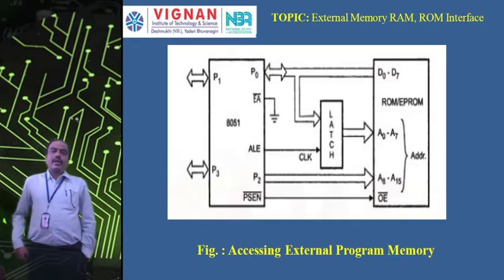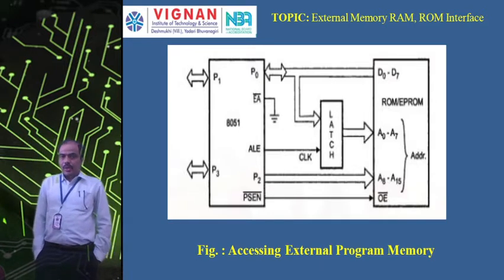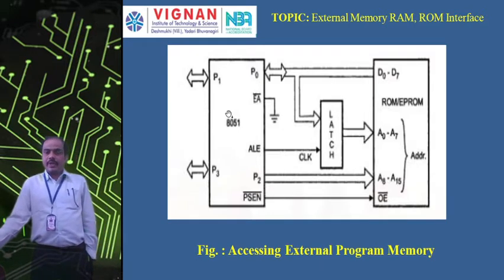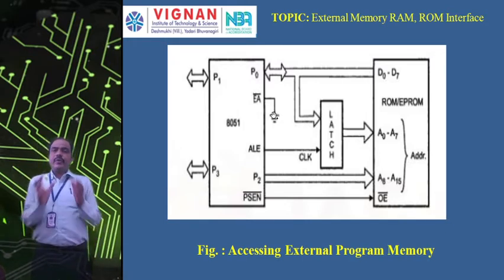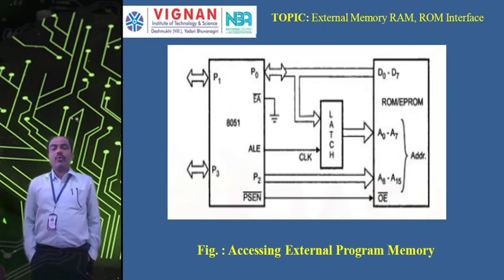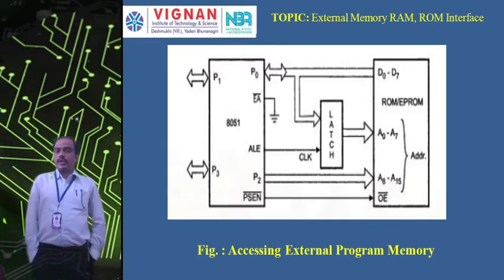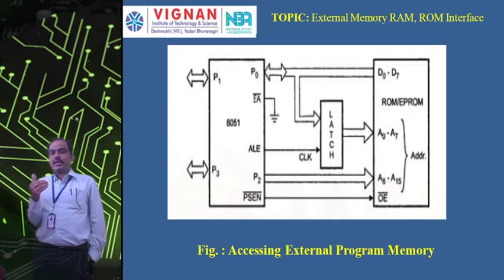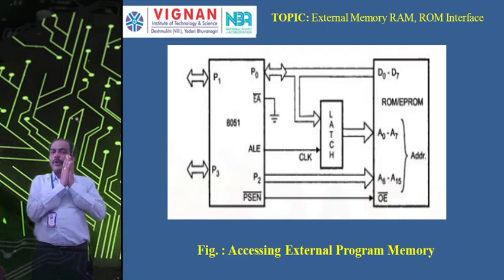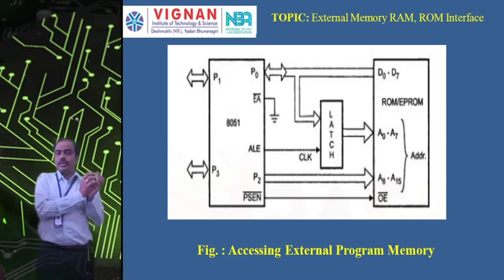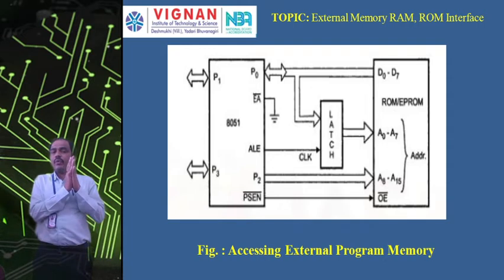As we know that in this 8051 microcontroller, when the EA bar pin, external access pin, is connected to VCC, we are going to use internal memory only, that is only 4 kilobytes of ROM. EA is nothing but external access. It is an active low signal. When it is high, it is inactive. That means we can access the ROM only internally. That is, we can use only the 4 kilobytes of ROM.